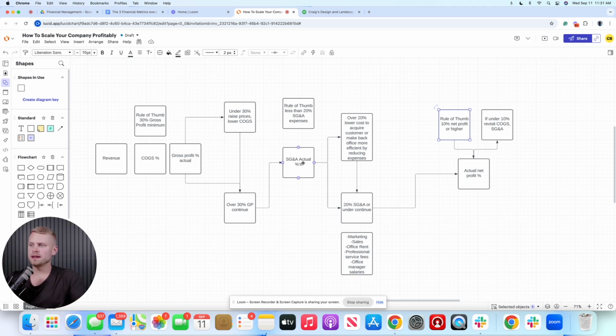And so the next number is we want to see 20% or less of the company's expenses to be in the SG&A column. So the question is, well, Cody, what if my expenses are higher than 20%? Well, what you do is you need to go and troubleshoot. And what are some of the things that you can go and troubleshoot from this? Well, you can troubleshoot your marketing. Are you profitably acquiring customers in your business?